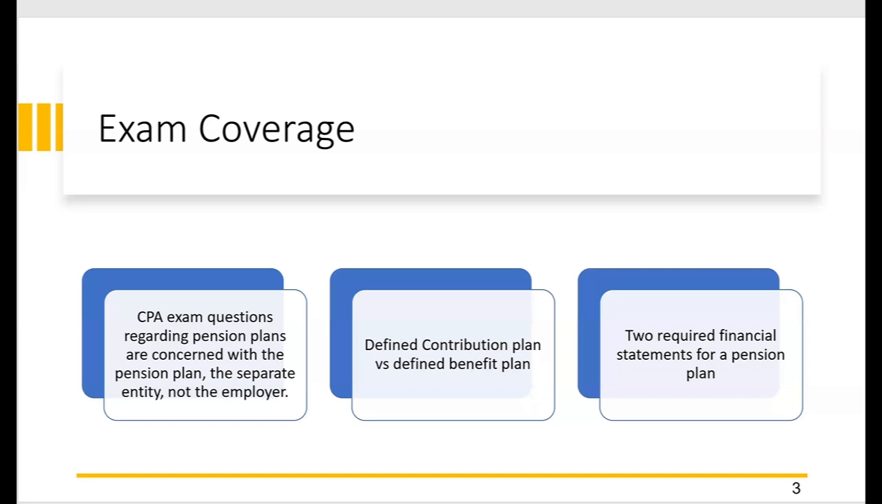So what do you have to know? Well, there's a defined contribution plan versus a defined benefit plan. You've got to know the difference between those two types of plans. And speaking of two, there are two required financial statements for a pension plan, whether it be defined contribution or defined benefit. So a pension plan prepares its own financial statements, and you have to know that there's two required financial statements. And we'll spend pretty much the rest of this video just on what's on this slide here.